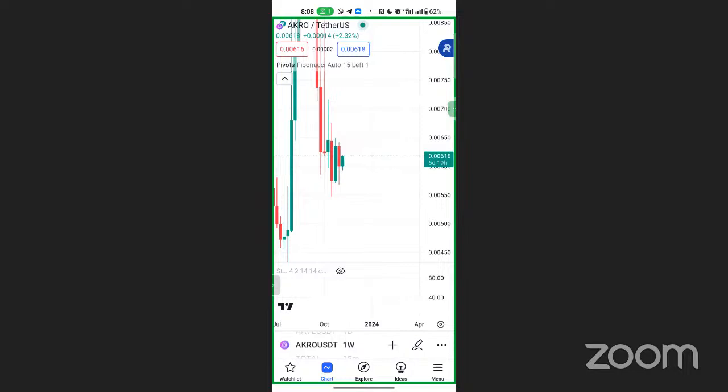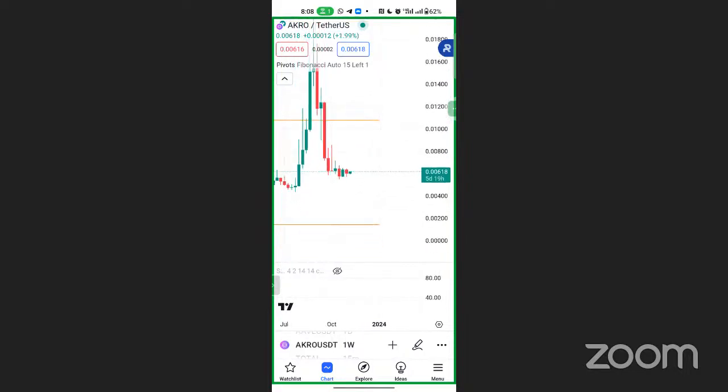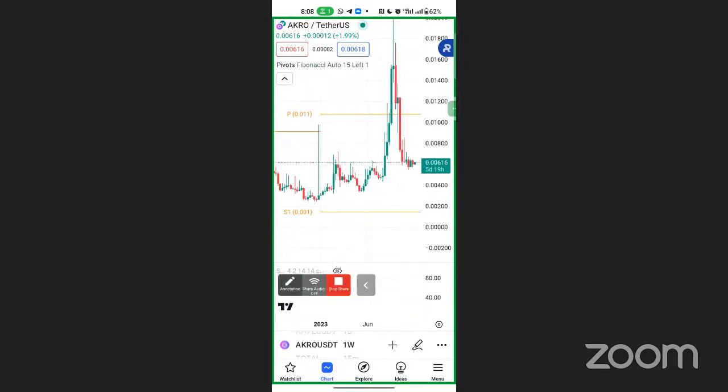Now, a pivot point is very, very important when trading. And when you see that the market has broken, if I go to one week, it means it is the previous high, the previous low, and the previous close of a one month candle.